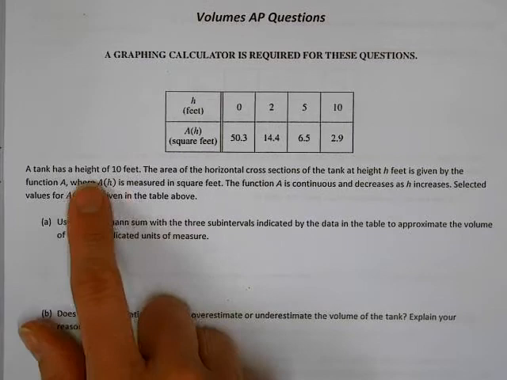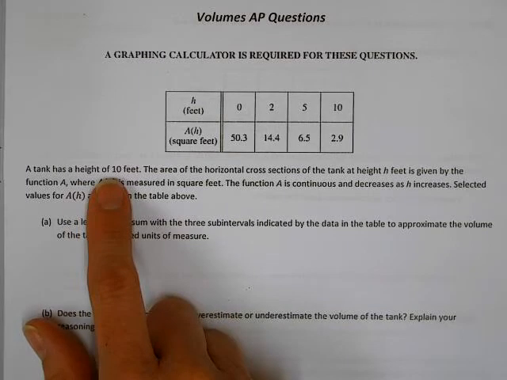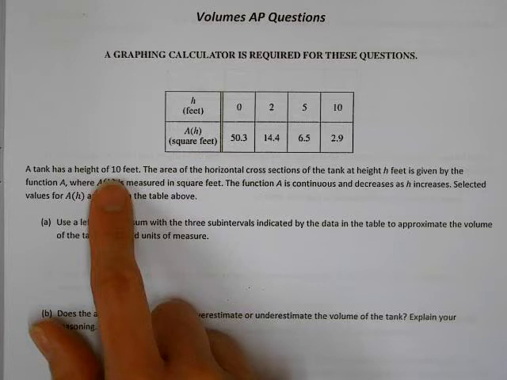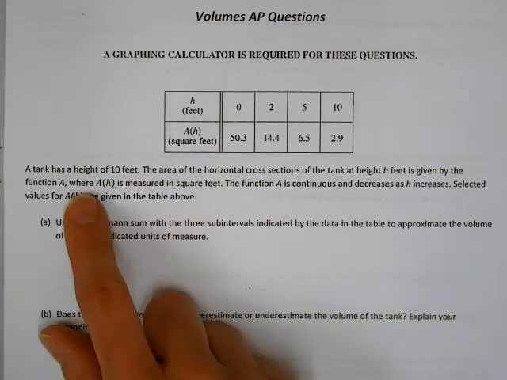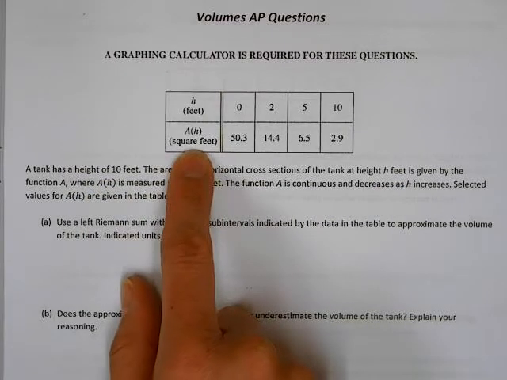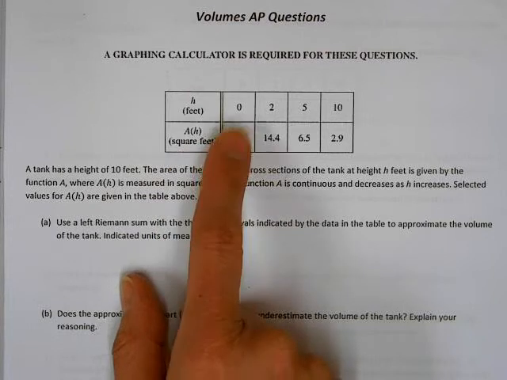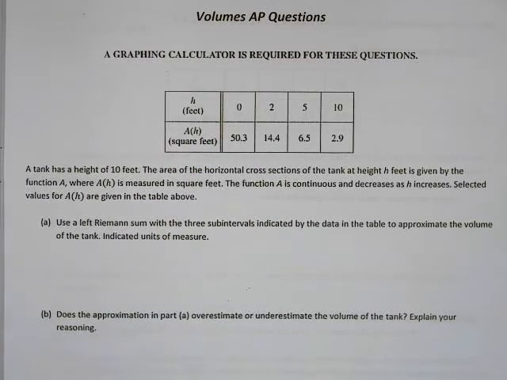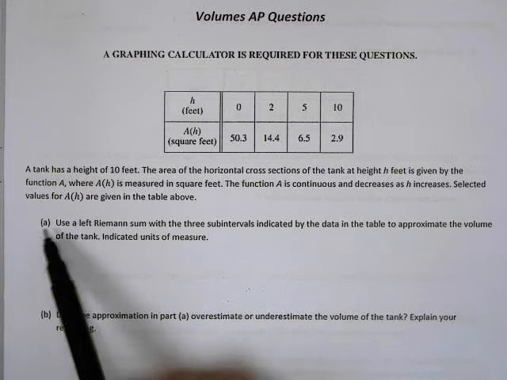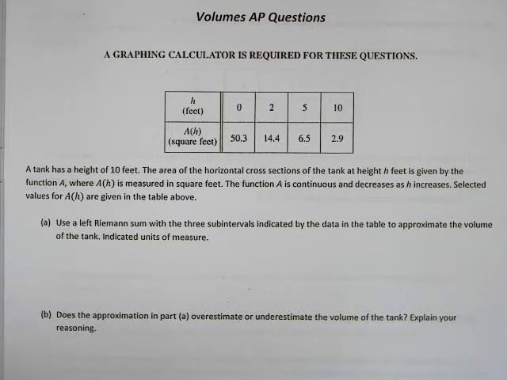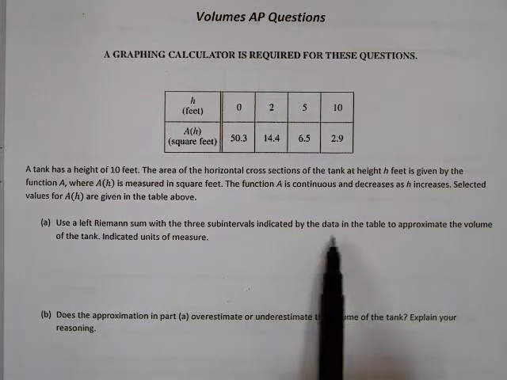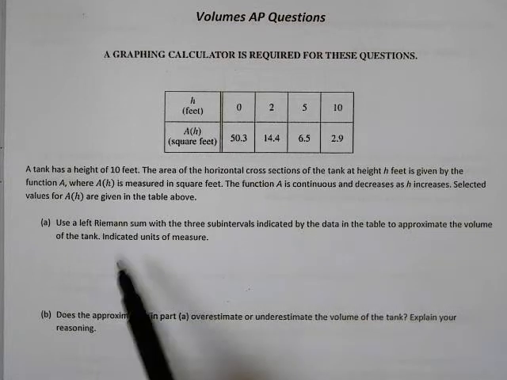So we have a tank that has a height of 10 feet. The area of the horizontal cross sections of the tank are given by the function A. So that's what you see in this table. Those are at each of those heights what the area of that cross section would be. It tells us the function A is continuous and decreases as h increases, and then select values for the area of those cross sections are given in the table. So for number one, it says use a left Riemann sum with the intervals indicated by the data in the table to approximate the volume of the tank.